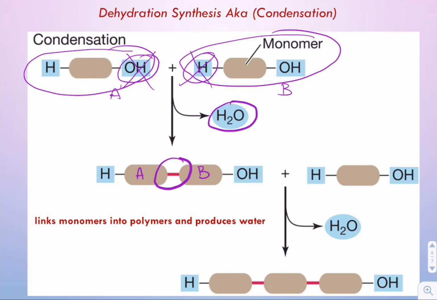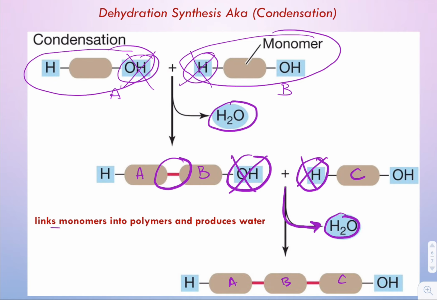So again, we can see we're adding this now dimer, it's 2 units, to a monomer over here. So this is C, right? Same idea. This hydroxyl is in the way, needs to go. This hydrogen is in the way, it needs to go. And when those come out, that's going to make another water molecule, right? And now you have A, B, and C linked together. So dehydration synthesis links monomers into polymers, and in the process produces water.